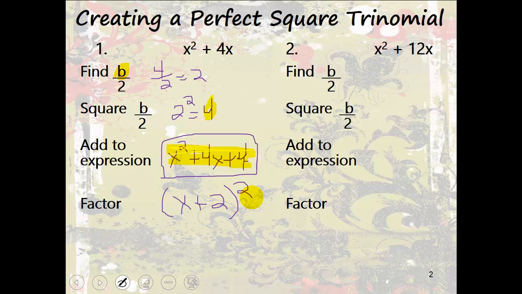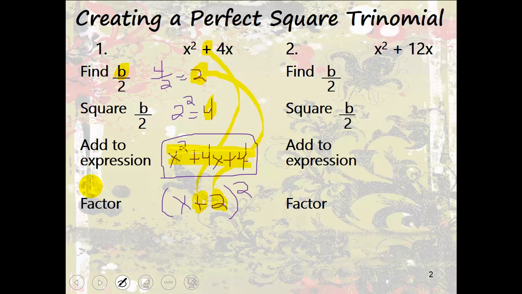Notice a couple things. It is not a coincidence that this number and this number match. That'll happen every time. Also, it is not a coincidence that this sign and this sign match. That will happen every single time. Okay? Let's try another one.